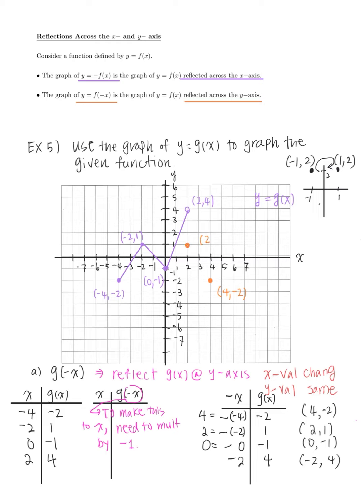And the next one is 0 comma -1. So we're still going to have the same spot. And then the next one is -2 comma 4. All right, now connect those dots. All right, so this is the graph of y equals g of -x.